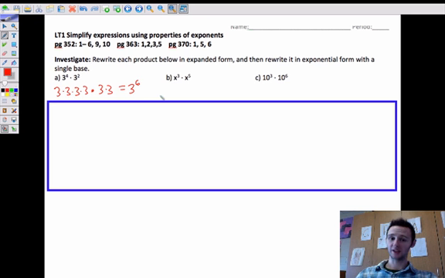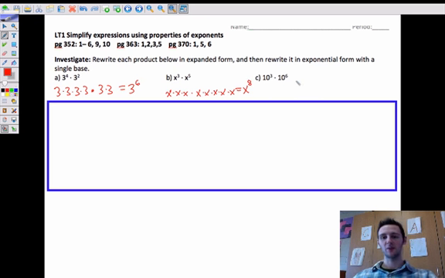Okay, pretty self-explanatory. For the next one, x to the 3rd means x times x times x, and then we multiply it by x times x times x times x times x. So if we count them up, we have 8 x's. So in expanded form, it's x times itself 8 times. In exponential form, it's x to the 8th.